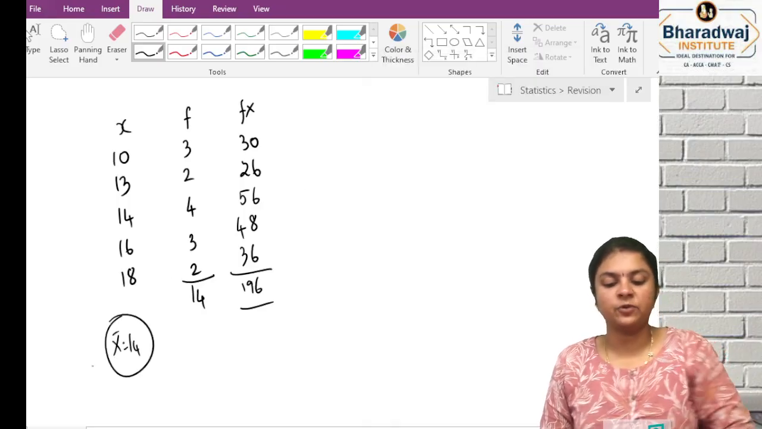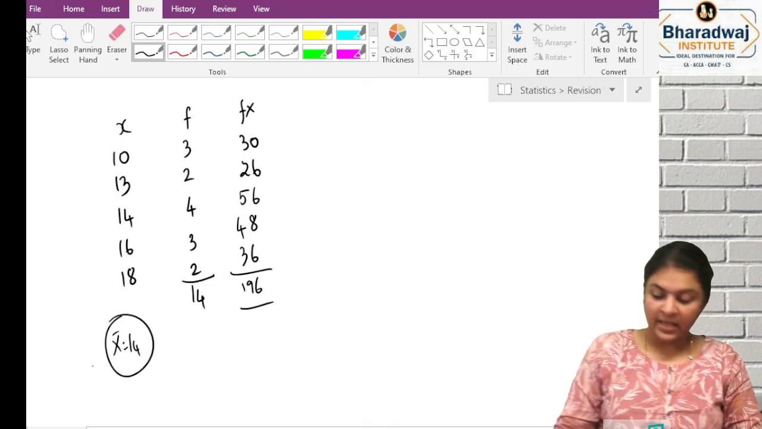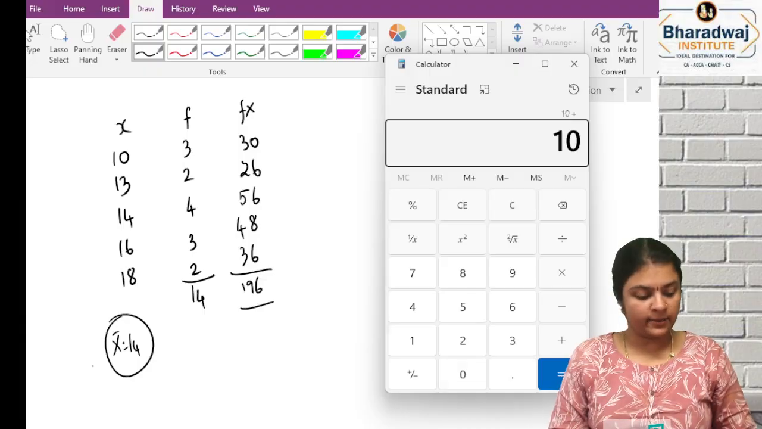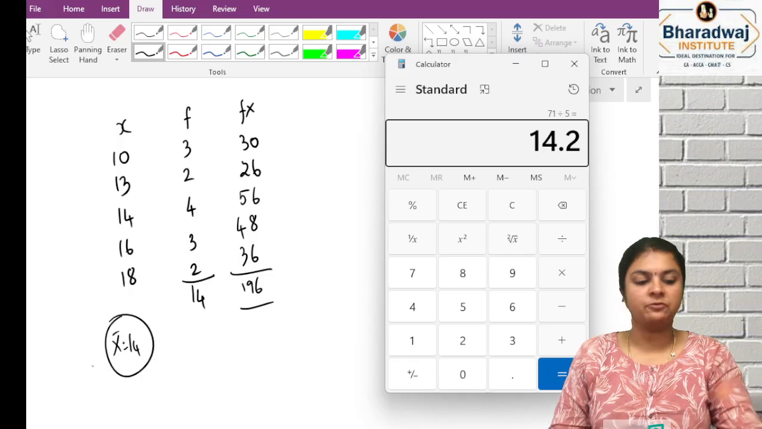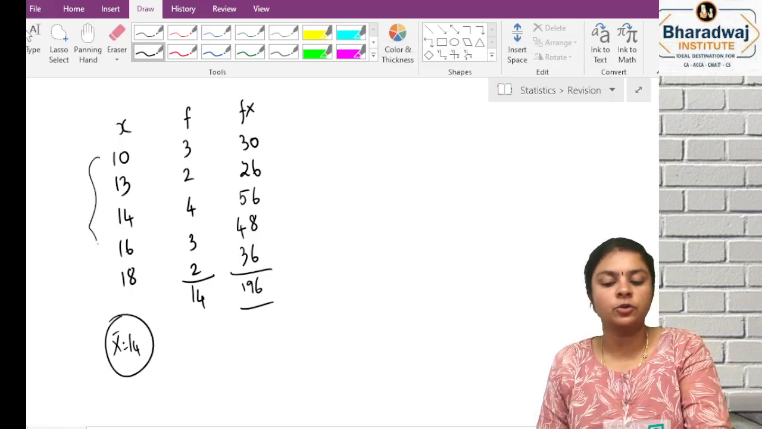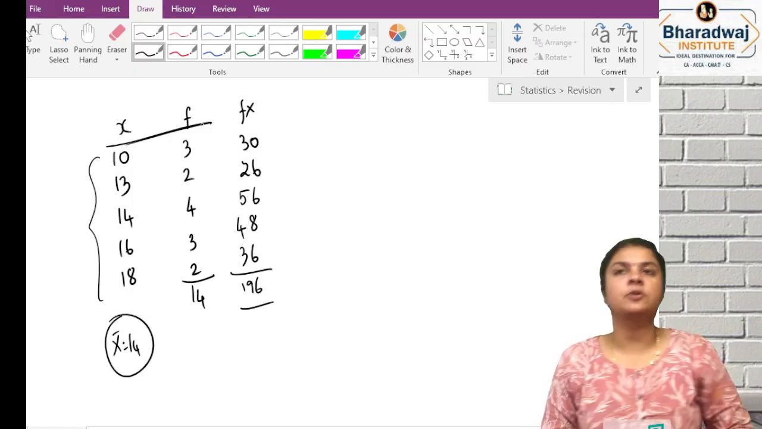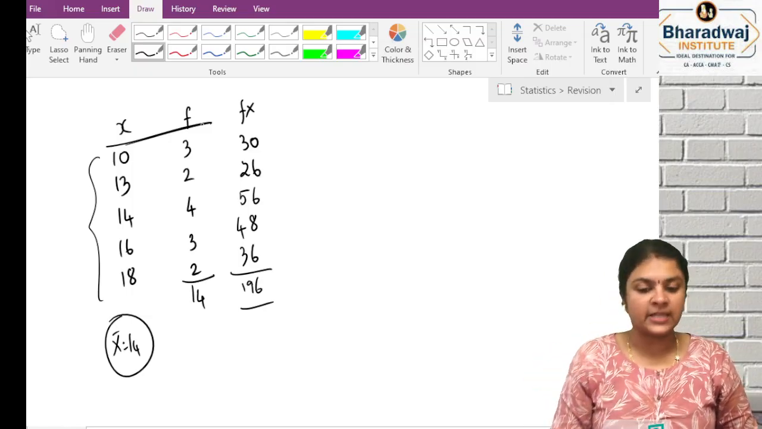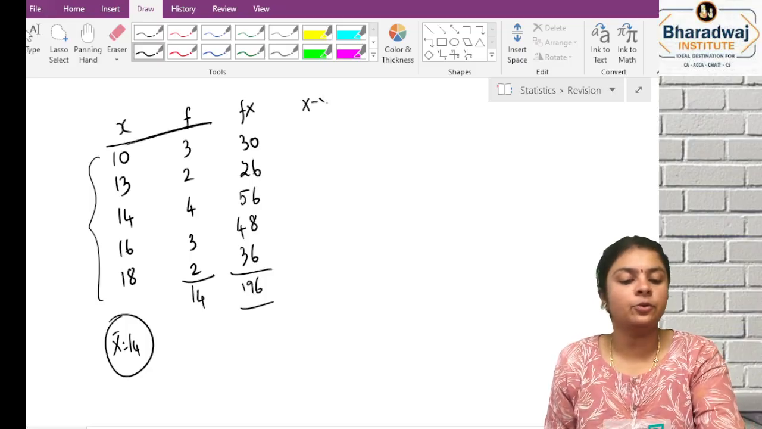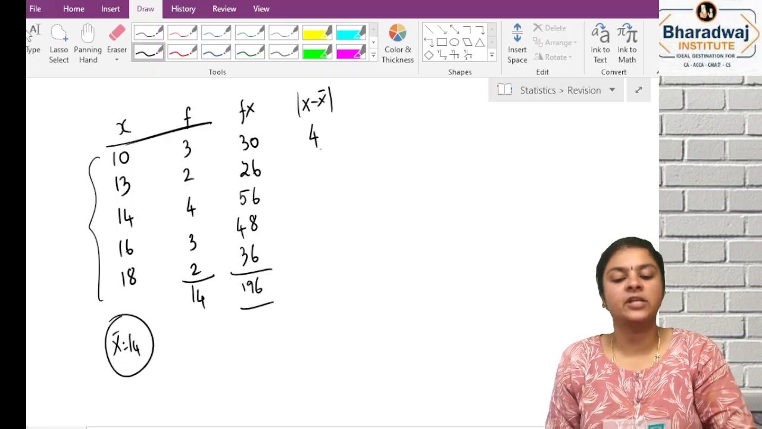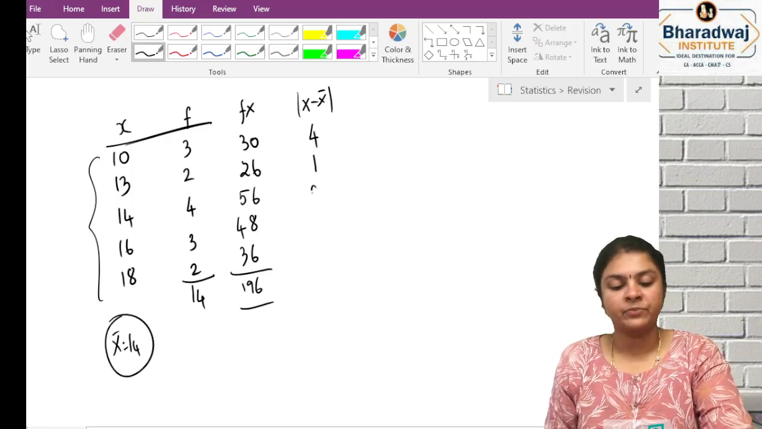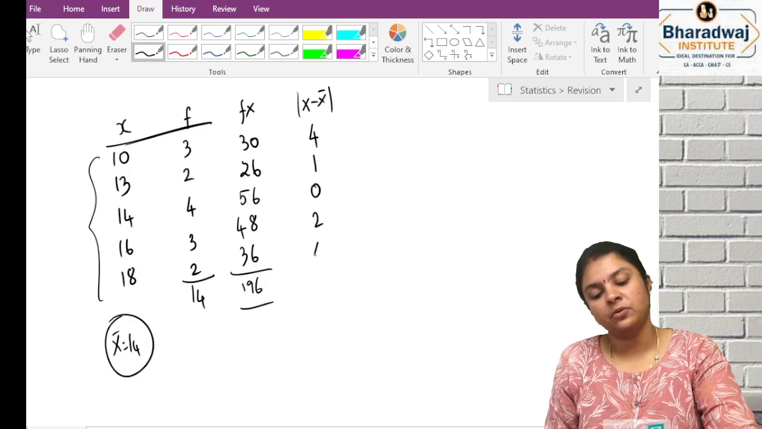Did you get x bar as 14? Yes, ma'am. Had you done 10 plus 13 plus 14 plus 16 plus 18 divided by 5, you would get 14.2, which is wrong. So you should not do sigma x by n for a frequency distribution. It is always sigma fx by sigma f. Remember. Now we need to do x minus x bar, which is x minus 14 within modulus. So 10 minus 14 is 4, within modulus. So 4, 1, 0, 2, 4.